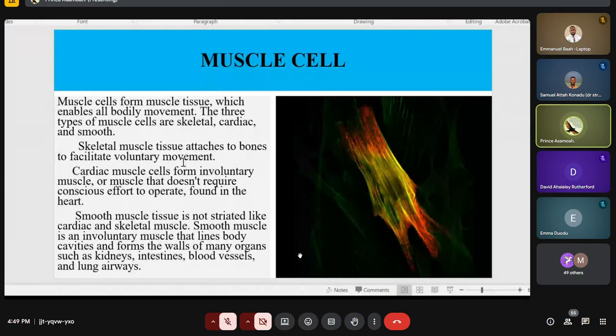Your muscles help you to move, and there are three main types of muscles. You have the skeletal muscle, the muscles attached to our skeleton, like your biceps and glutes. You have the cardiac muscle, the muscle of your heart, and you have the smooth muscle that lines a lot of your organs like kidneys, intestine, blood vessels, and all that. So that is muscle cell.